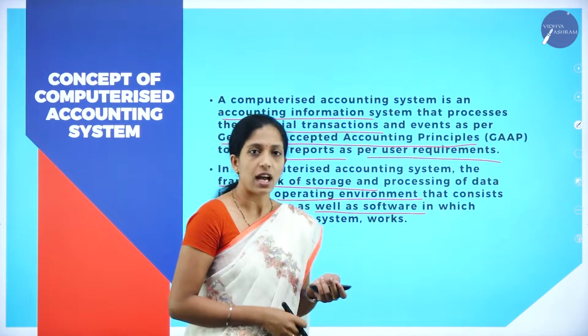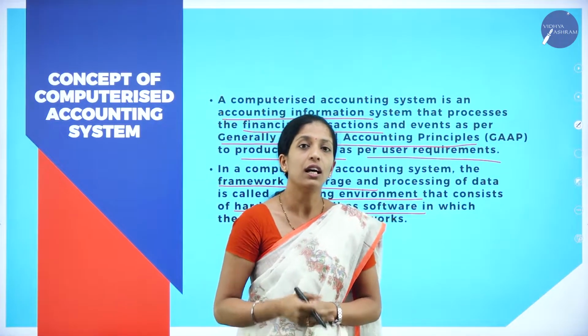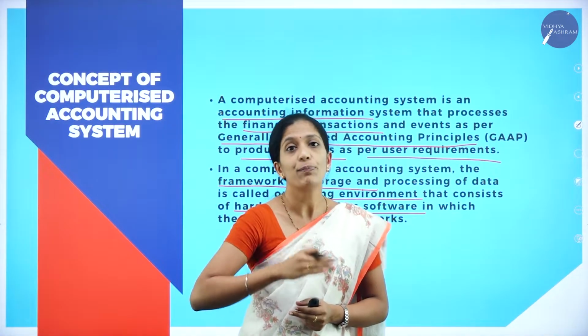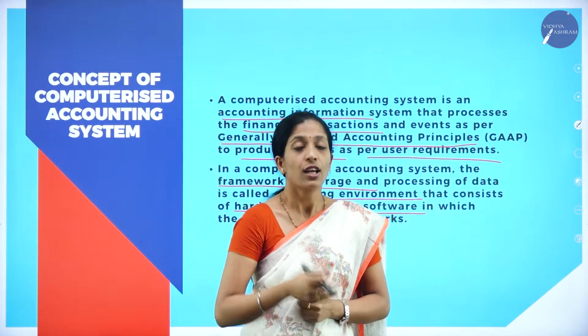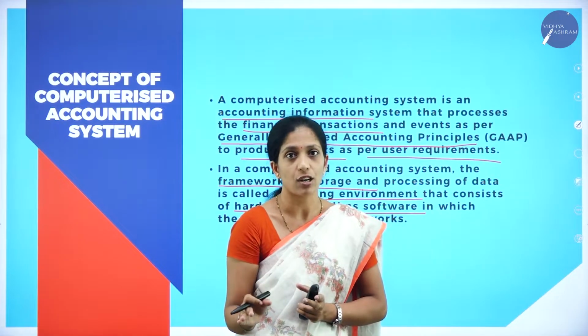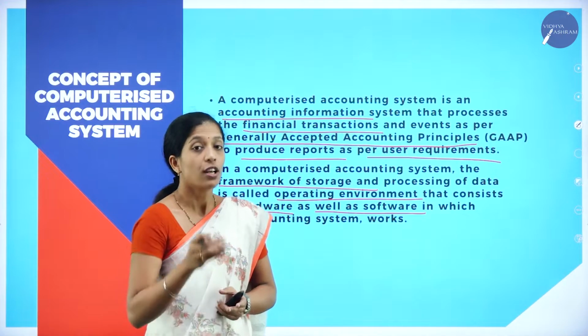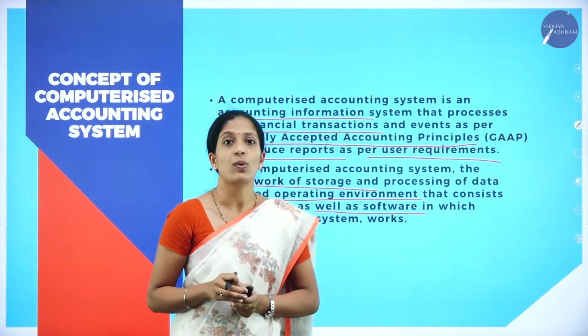Already in our chapter 12 we have learned what the components of a computer are, where we learned about input as well as output devices. So the whole computer system consists of input as well as output devices, and at the same time hardware as well as software. So that whole system is called what?